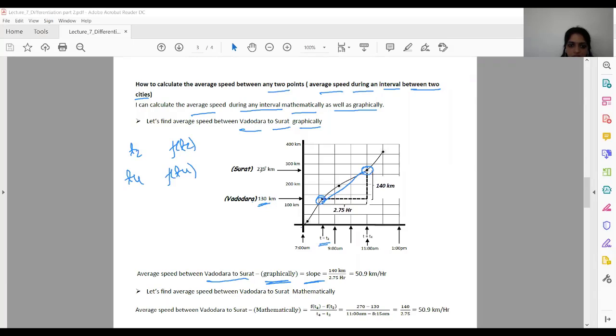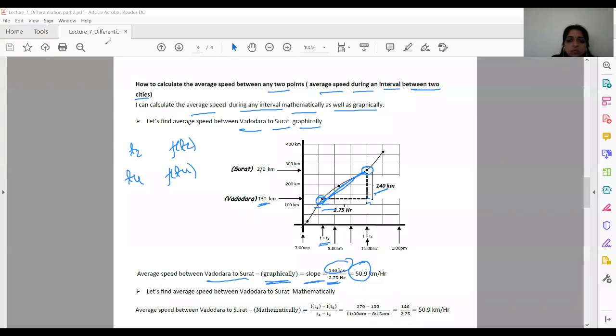This is 130, this is 270. So 270 minus 130 is just 140. So the total distance is 140. Total distance upon total time, here this T4 minus this T2, so this is 2.75. So the final answer is 50.9. Graphically, again I repeat, we want to find the slope, and for finding the slope, it is the total distance upon total time.